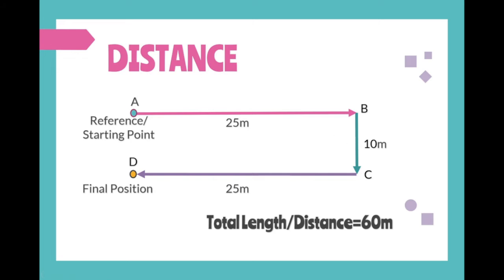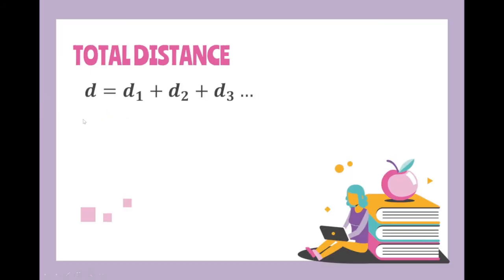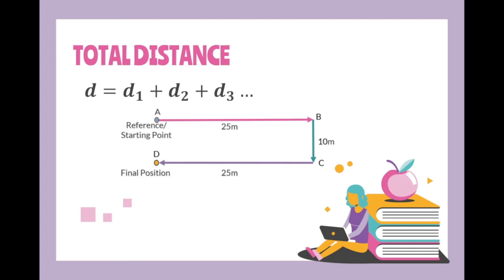But how did we get 60 meters? The formula for distance is d is equal to d sub 1 plus d sub 2 plus d sub 3 and so on. In solving for the total distance, simply add the individual distances covered by the body. Substitute the given to our formula.